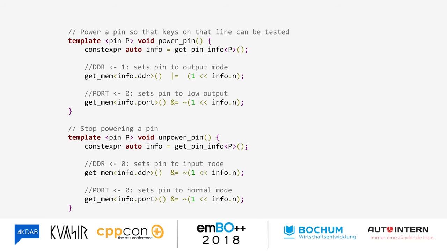You see this constexpr info. It means this is going to be happening at compile time. We're going to know what info.ddr and info.port are when we're generating our code. So we have control over the loop unrolling, kind of.